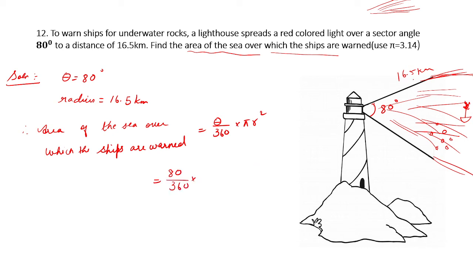Whenever values are mentioned, please use those values. They are mentioning it for a purpose, so they have asked us to use pi as 3.14. Radius is 16.5 kilometer into 16.5 kilometer. So you can cancel this.